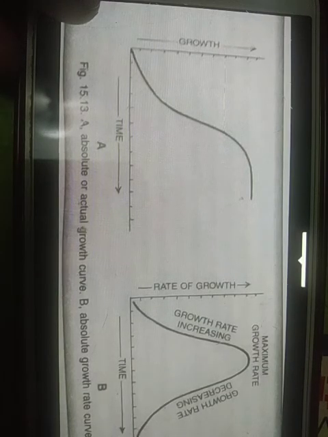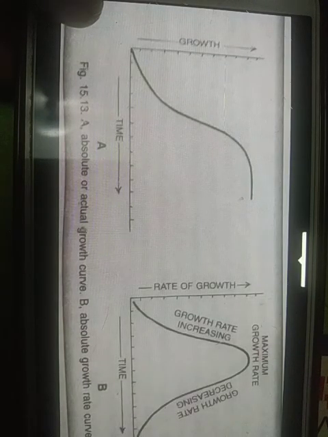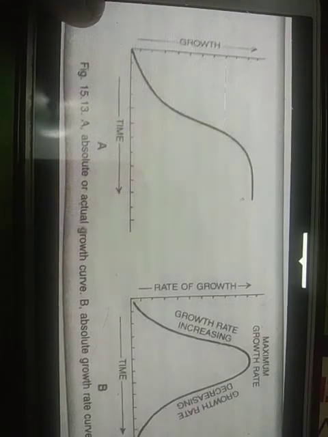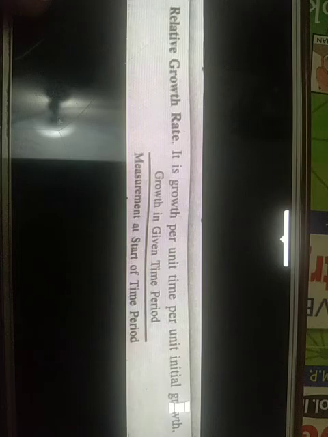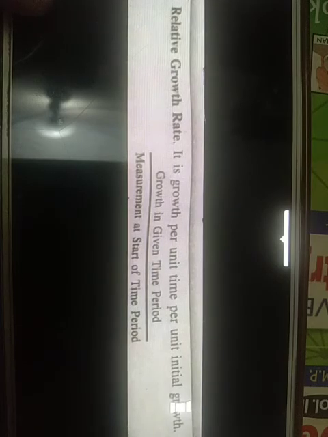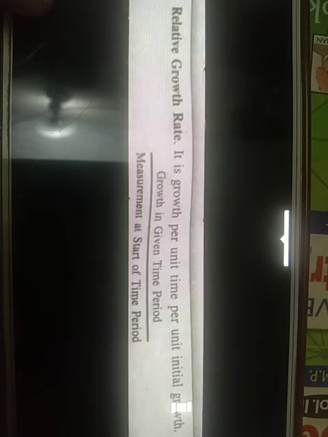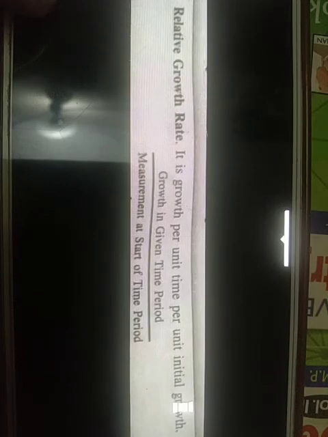You can see in the diagram the peak is formed when the growth rate is the fastest. The period of increasing growth is depicted by the first part of the curve, while the period of decreasing growth rate is shown by the second part of the curve. Relative growth rate is equal to growth in a given time period divided by measurement at the start of the time period. It is growth per unit time per unit initial growth.